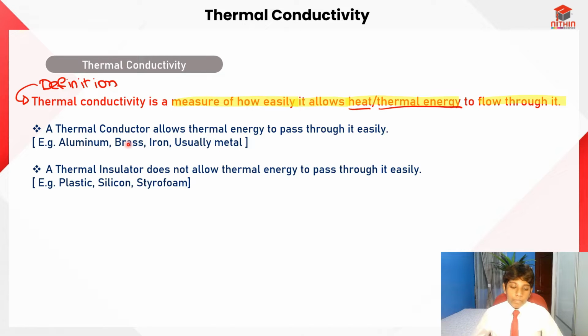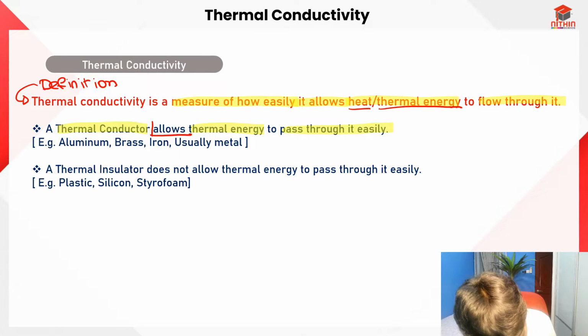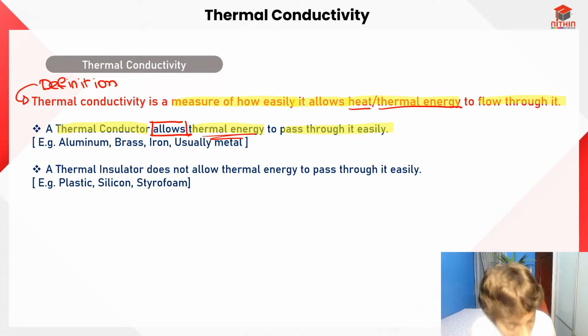So these two over here, we are talking about thermal conductors and thermal insulators. Okay, so let's take a look at a thermal conductor first. A thermal conductor actually allows thermal energy to pass through it easily. So this is the keyword: allows thermal energy to pass through it easily. What are the examples of a thermal conductor? Materials such as aluminium, brass, iron, usually metals, okay? So any type of metals, usually metals.